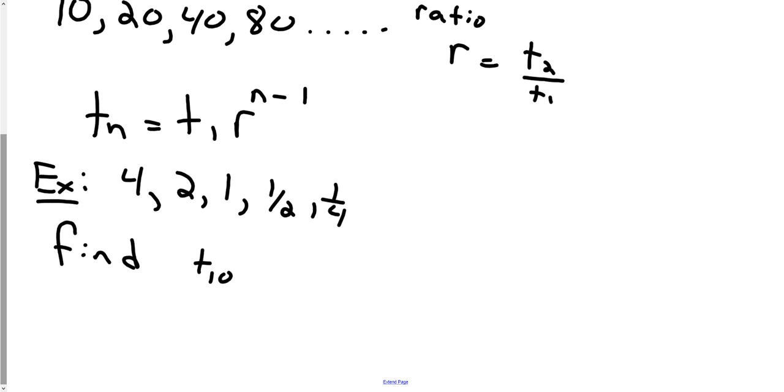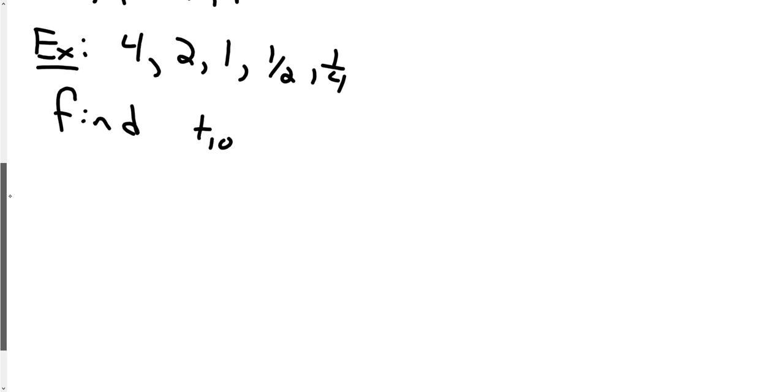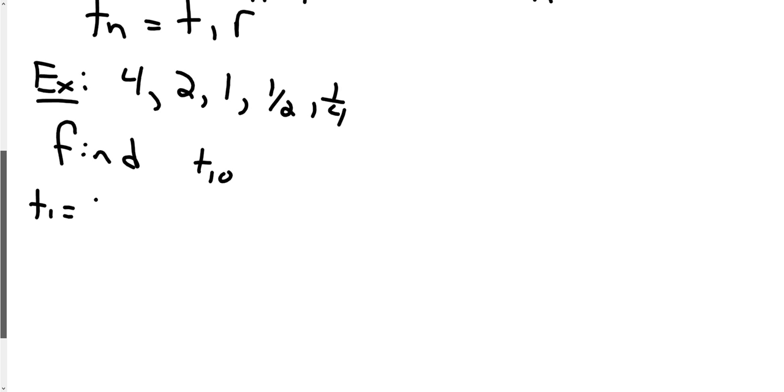Okay, so we use this formula here. My T1 value, that's 4. My R value is just T2 divided by T1, 2 over 4, or a half. So it's like you're dividing by 2, or multiplying by a decimal fraction. So you can have fractions with this stuff. Totally possible. And then my N value is just 10.